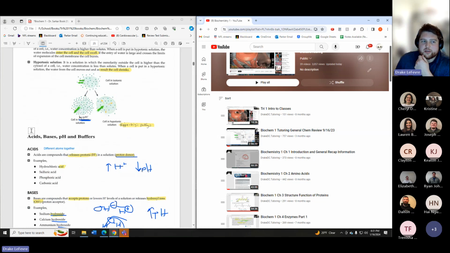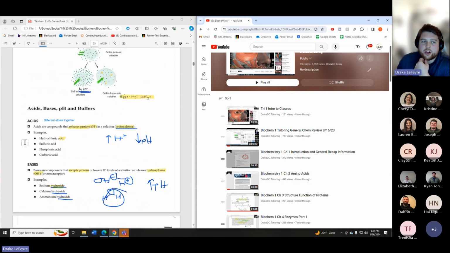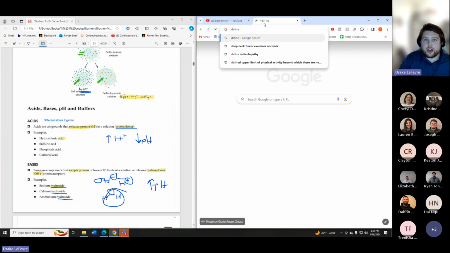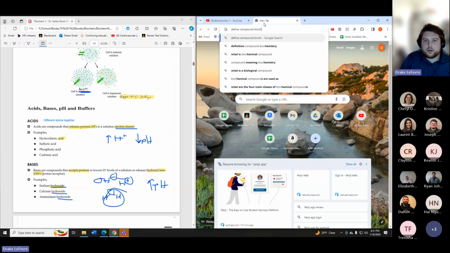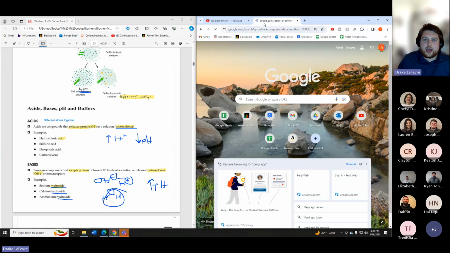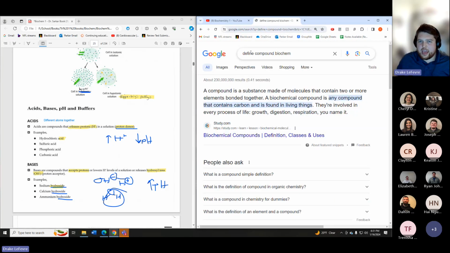So we're talking something about acids, bases, and pH buffers. If I don't understand something here, so the acids are compounds that release protons. If I don't know what a compound is, immediately define compound biochem. If you look at my search history, I have define 8 million different words because I'm trying to figure out everything that it means. So a compound is a substance made of molecules that contain two or more elements bonded together.